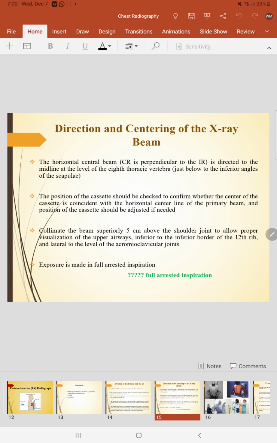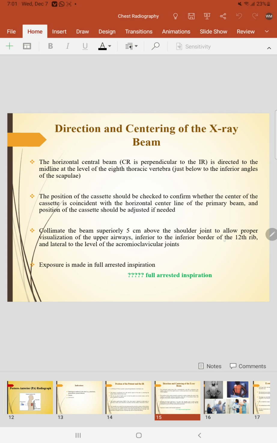The position of the cassette should be checked to confirm whether the center of the cassette is coincident with the horizontal center line of the primary beam, and the position of the cassette should be adjusted if needed. Collimate the beam superiorly 5 cm above the shoulder joint to allow proper visualization of the upper airways.